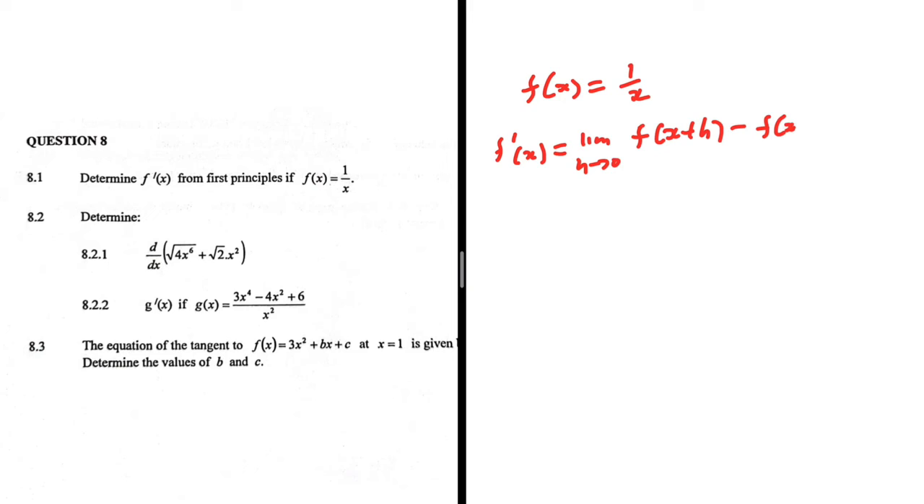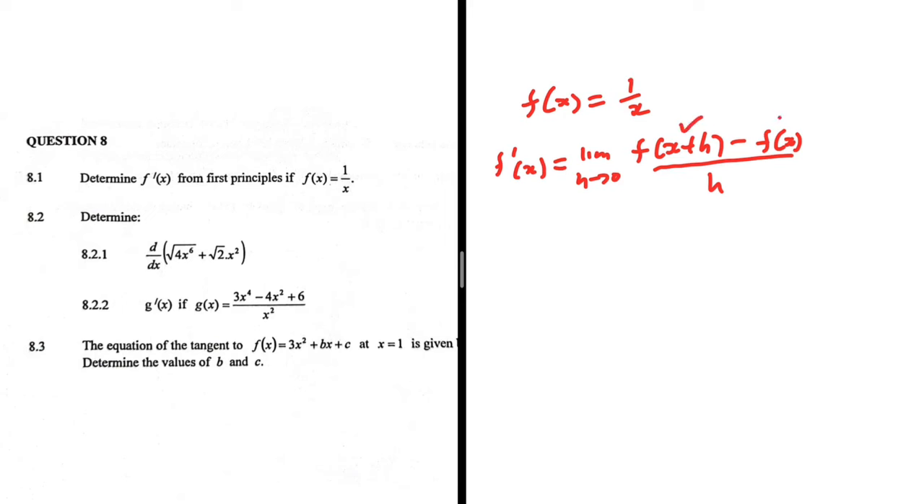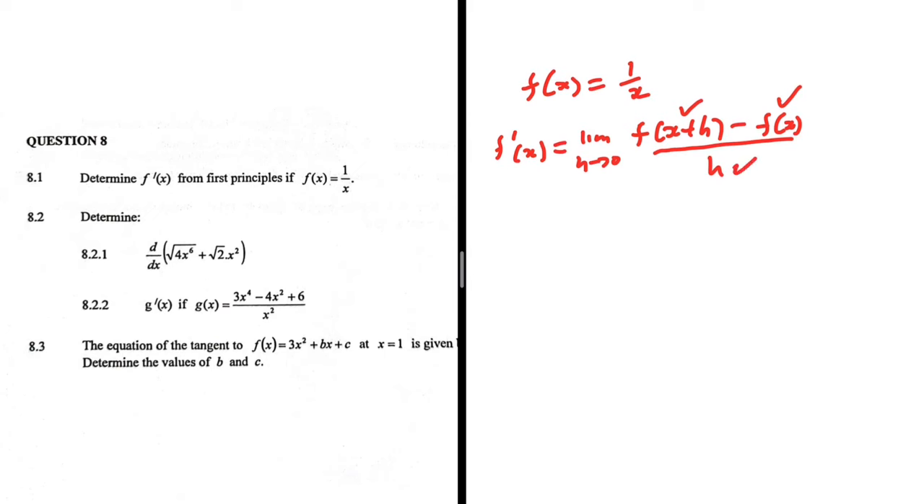We want to determine f prime of x from first principles if f of x is equal to 1 over x. So if we want to use first principles, we have f prime of x being equal to the limit as h tends to 0 of f of x plus h minus f of x, everything divided by h. So that is what we are working with there. Here we're just substituting x plus h in terms of x. Here we're just substituting f of x as it is, and we're dividing by h. Nothing hectic. So let's go ahead and substitute.